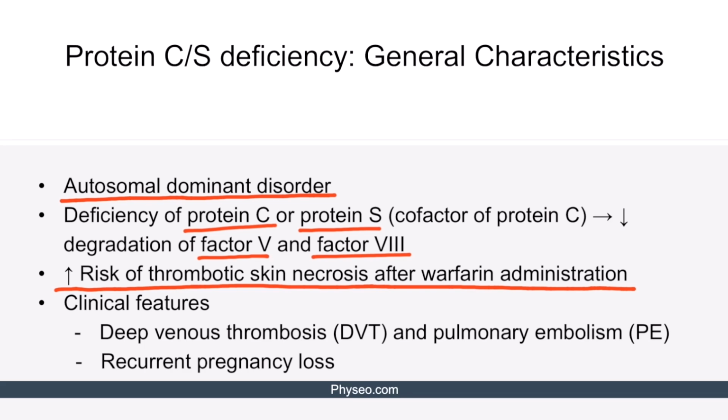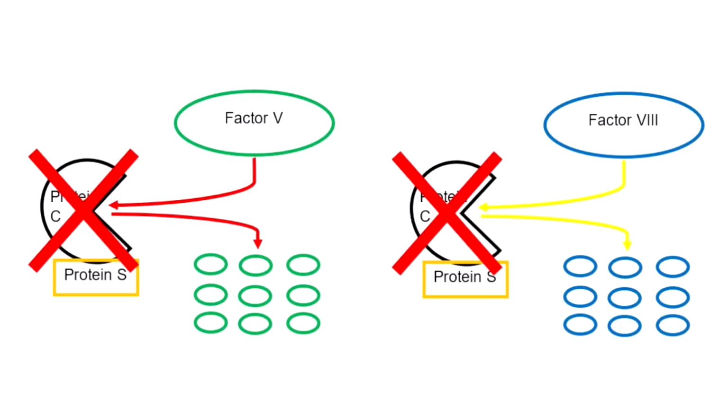This will result in thrombotic skin necrosis. Clinical features of protein C and S deficiency include deep venous thrombosis, pulmonary embolism, and recurrent pregnancy loss. Here you see the graphical representation of how protein C or S deficiency cause hypercoagulable state.